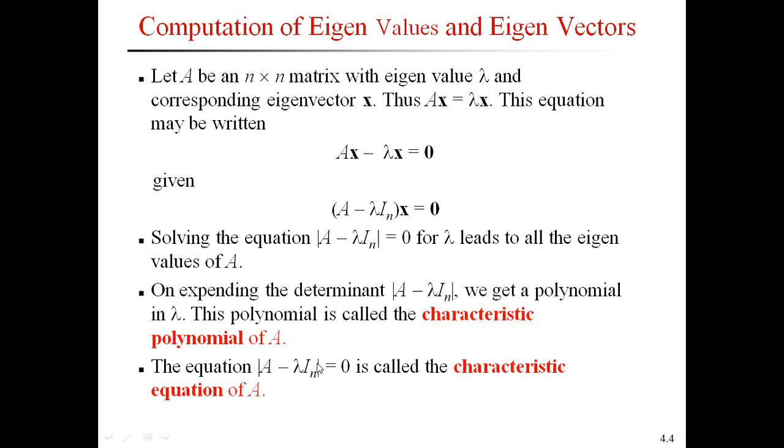Similarly, for each eigenvalue lambda, we can get the different corresponding eigenvectors. That is the method we use to find them in problems also. This is the way to find the eigenvalues and eigenvectors by using the equation determinant of A minus lambda I n equal to 0. From this we can get the lambda values, and those lambda values are called eigenvalues.